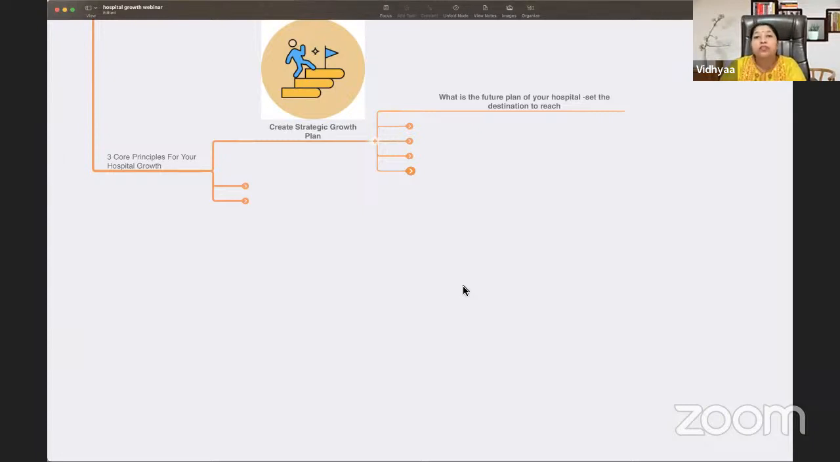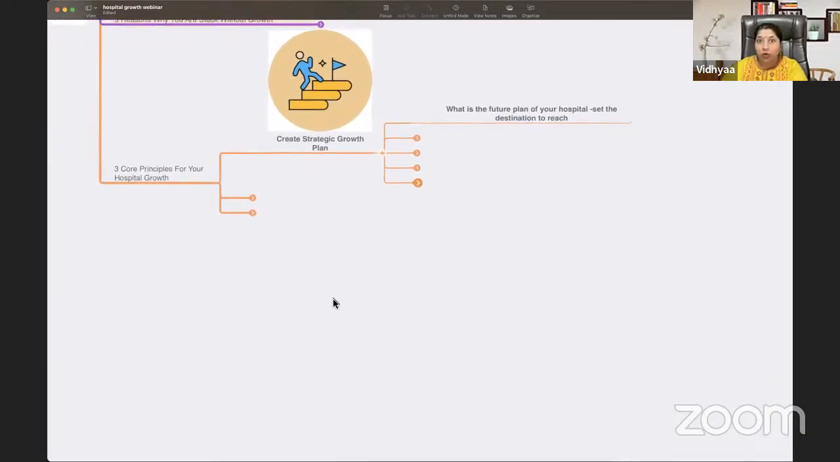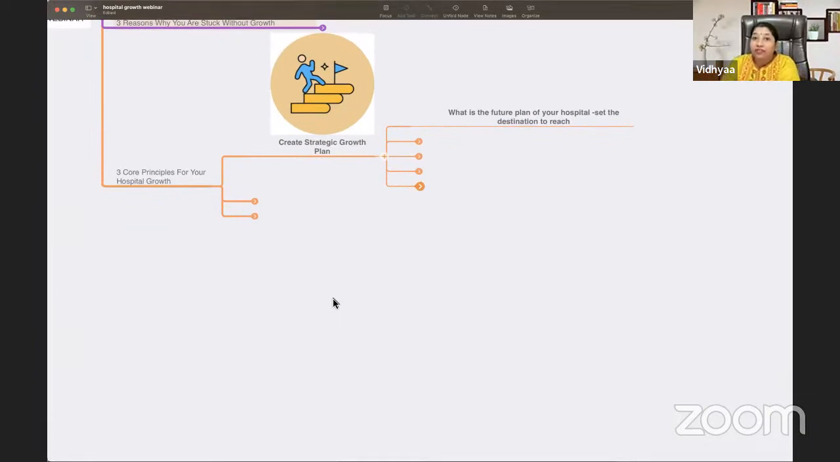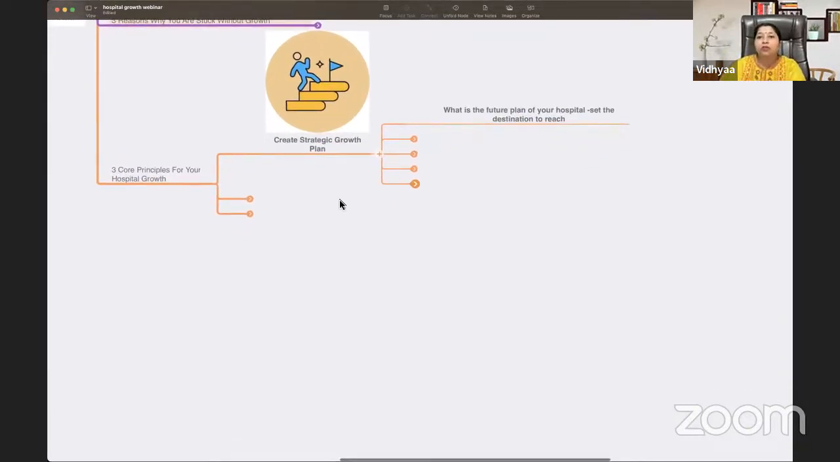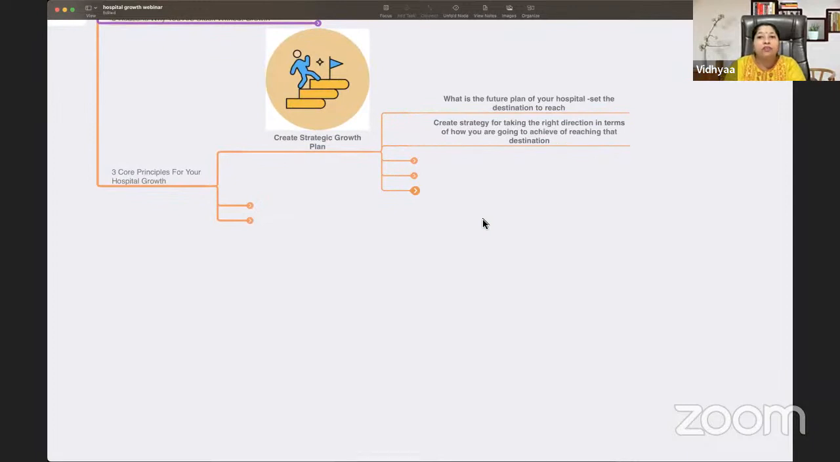But actually speaking, when you start your hospital, you should have a vision and then start the hospital. But most of the doctors don't do that. And over a period of time, the vision with which they started, they would have forgotten, because the entire time is going into the day-to-day operations. So to fix that, first let's fix the first thing, which is you as a hospital owner. Your first role is going to be you setting the destination where you want to reach, which is your vision for your hospital. Then you have to create strategy for taking the right direction.